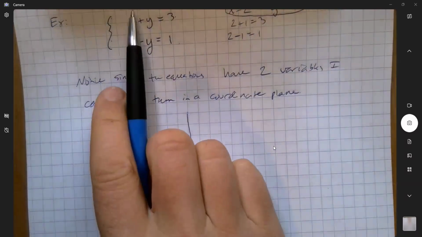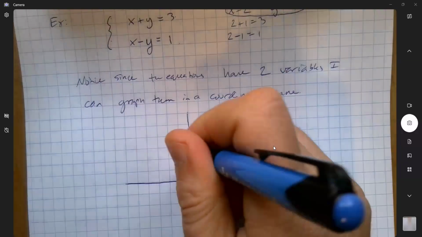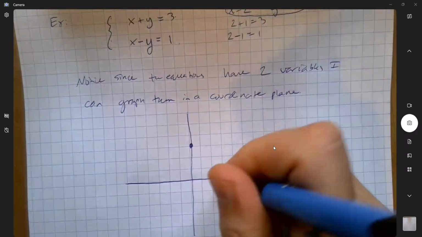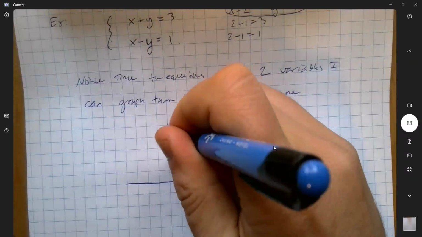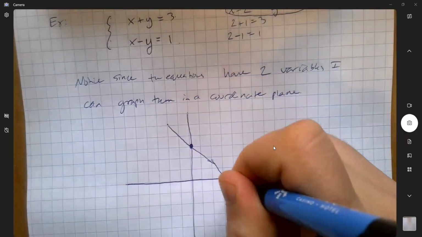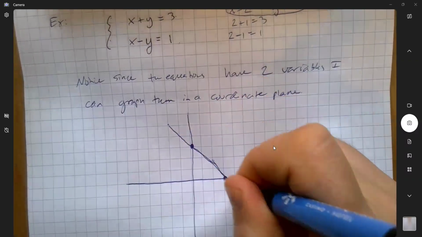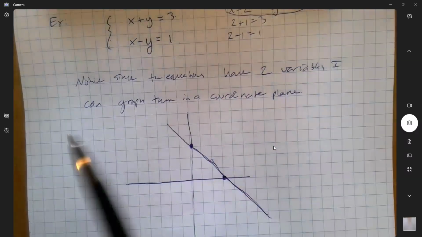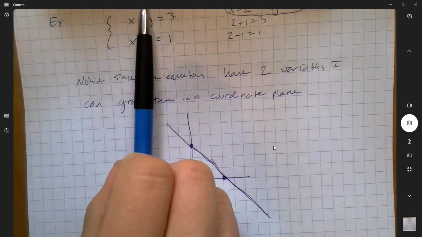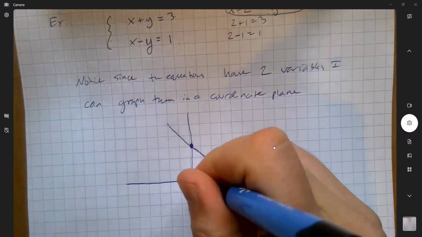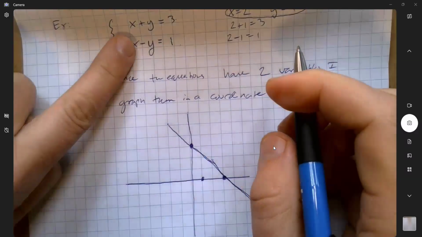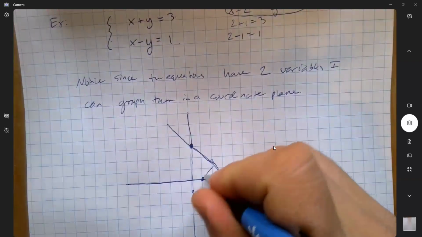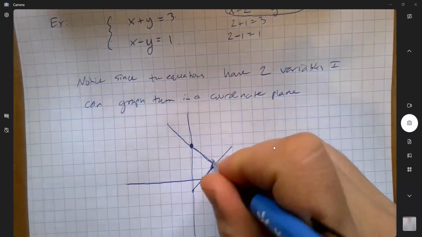For the first equation, if I let x equal 0, that means y would be 3. And if I let y equal 0, that means x would be 3. So my first equation looks like this. And my second equation, if I let y equal 0, x would be 1. And if I let x equal 0, negative y would be 1, so y would equal negative 1. And so I have something that looks like this.